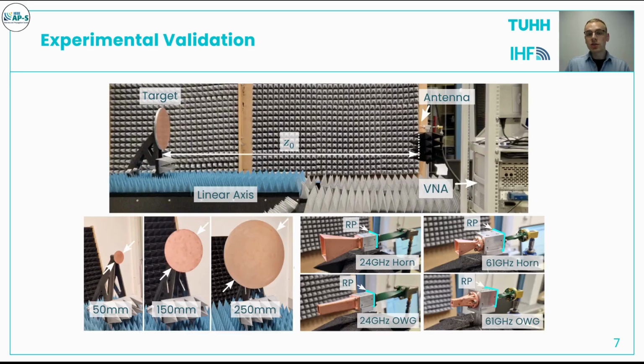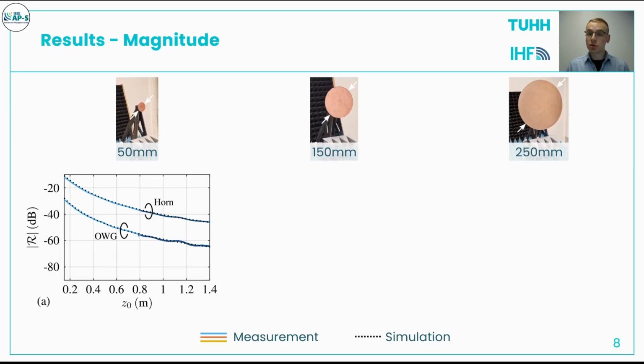To investigate the near-field scattering phenomena, we consider this representative setup here with circular disks as targets. We simulate and measure the radar channel transfer function for different target sizes, different antennas, as well as frequencies. And what are the results? Well, first in terms of magnitude.